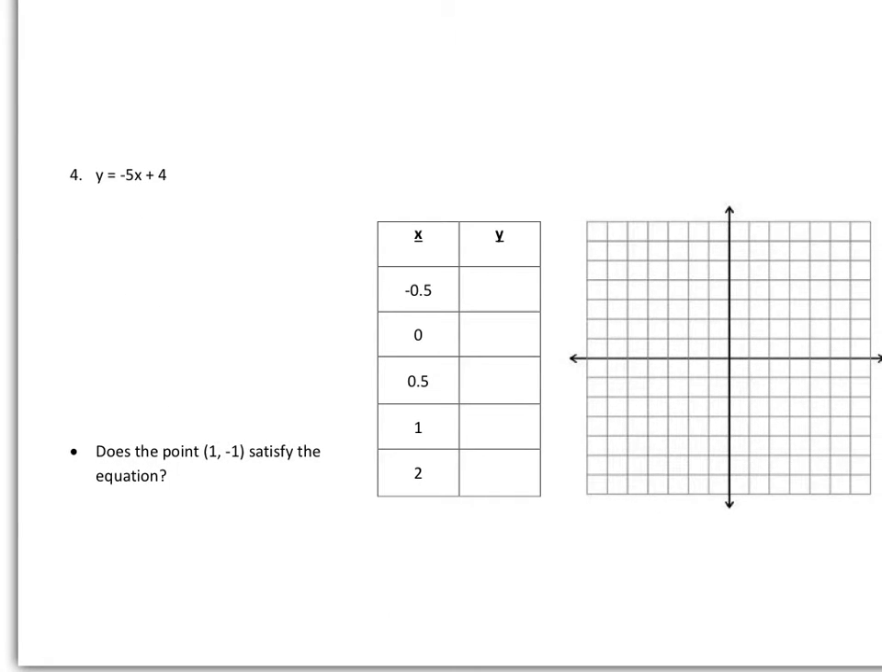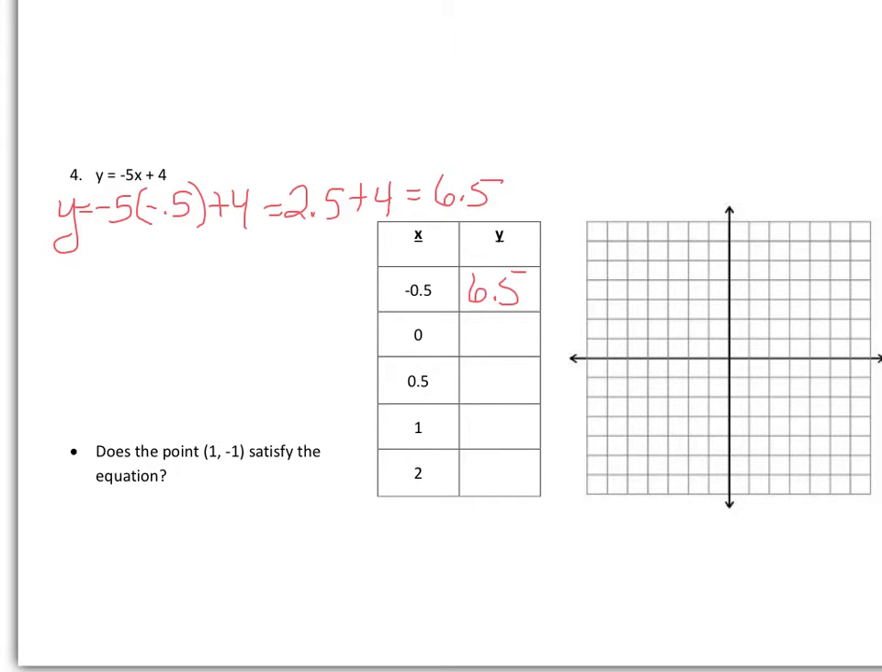For number 4, we have y equals negative 5x plus 4. Again, just like yesterday, I'm going to substitute in the points they give me in my chart to find the corresponding y values. So we have y equals negative 5 times negative 0.5 plus 4. Negative 5 times negative 0.5, please use your calculator to help you. That's going to be a positive 2.5. Plus 4 equals 6.5. Don't worry that it's a decimal. We'll be able to graph it still.